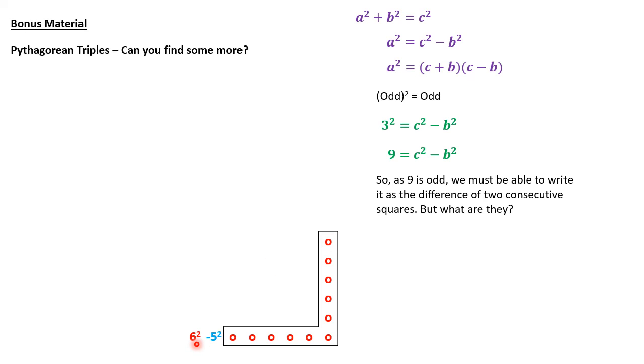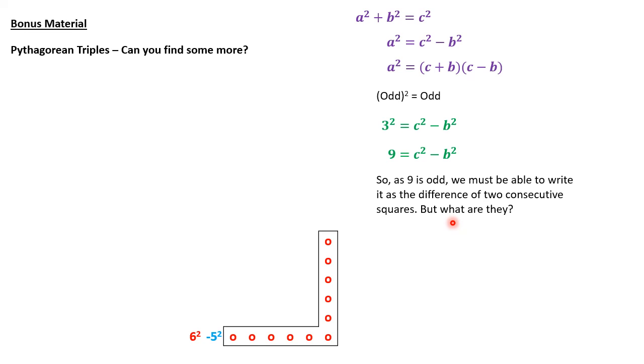I'm just going to say that again. 5 squared and 6 squared, when I subtracted them from each other, I got 11. 5 and 6 led me to 11. You might spot something there. So in our case, we've got 9. So how do we figure out what these two numbers are?